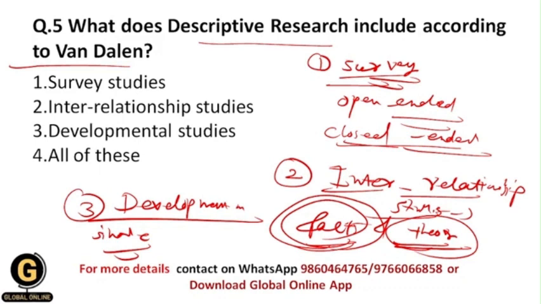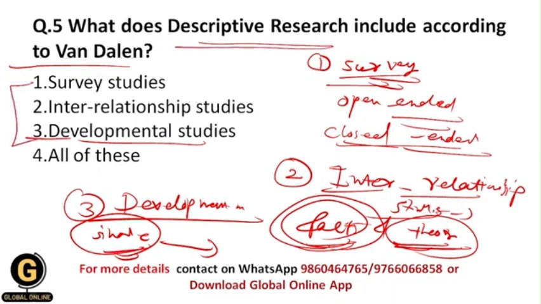So this is nothing but growth of a single cell towards the heart, and this is nothing but development of each and every stage. Okay, and this is nothing but developmental study. So these are the studies which are included in the descriptive research, because these are the studies in which we are going to describe the characteristics of the things. Okay, and that's why the correct answer over here is all of these.